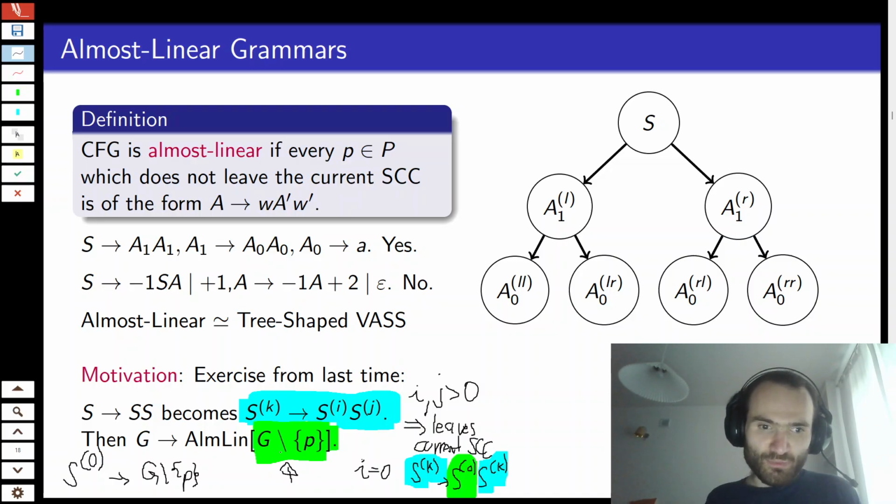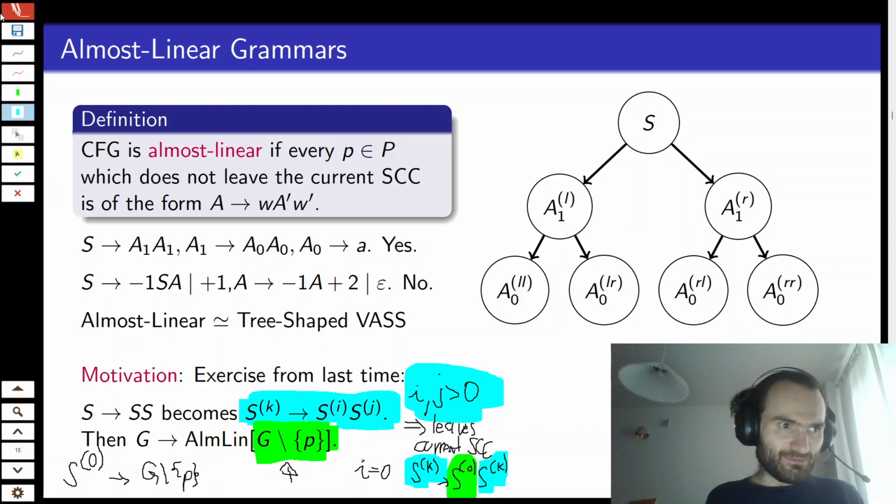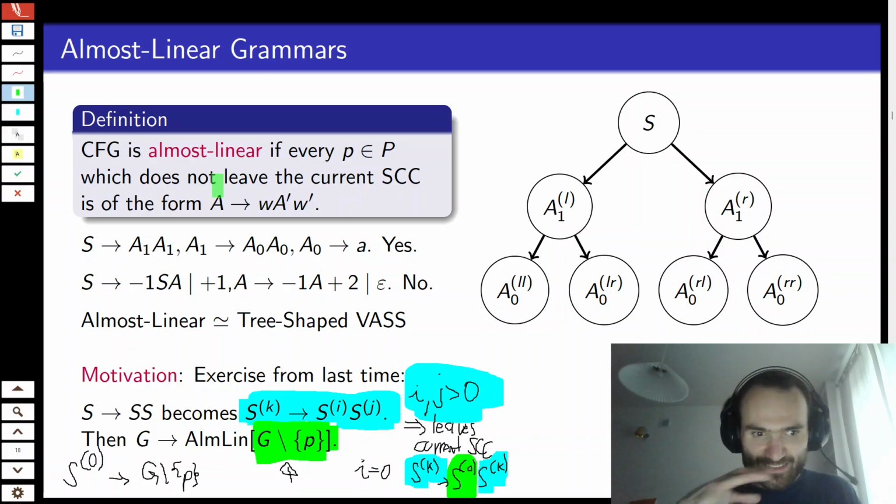Importantly, what you built on top is not a linear grammar, because of course you had this exception here. This would prevent it from being a linear grammar. But that's the point. It's an almost linear grammar. So this is exactly the motivation for this.